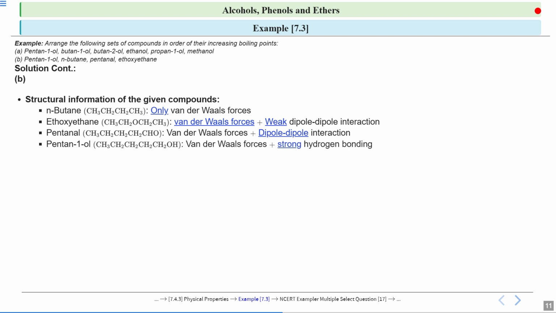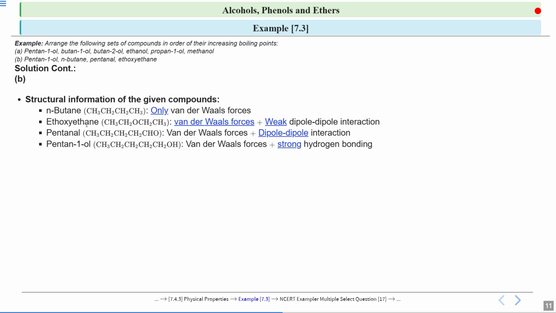Next is pentane 1-ol. It is an alcohol. So in alcohol, the hydroxyl group, the OH group, is present. So there will be van der Waals forces also, and there will be strong hydrogen bonding also. So one by one we decode it. It is butane. So there is only van der Waals force.